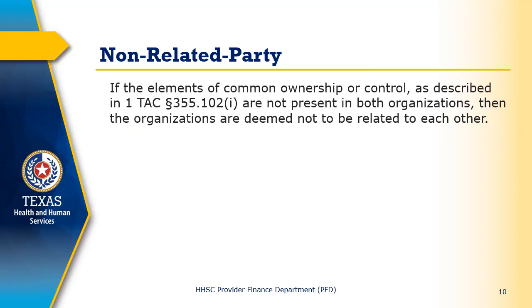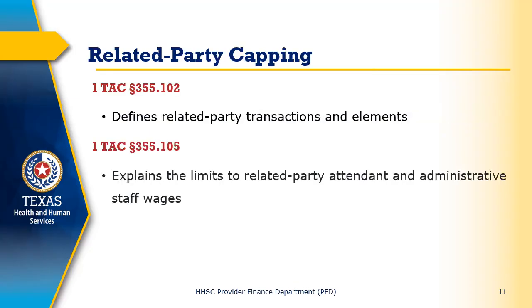According to TAC 355.102, the relationship between organizations is primarily determined by the elements of common ownership or control. TAC states that if the specified elements of common ownership or control are absent, the two organizations cannot be considered related. Finally, we will conclude Module 4 with a review on related party capping.